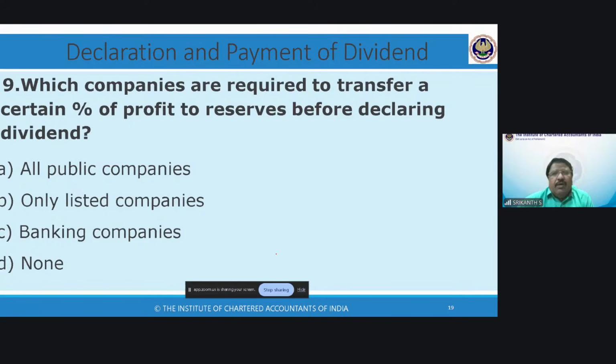Which companies are required to transfer a certain percentage of profits to reserve before declaring dividend? None. There is no requirement for transfer of profits to reserves before declaring dividend. Okay.